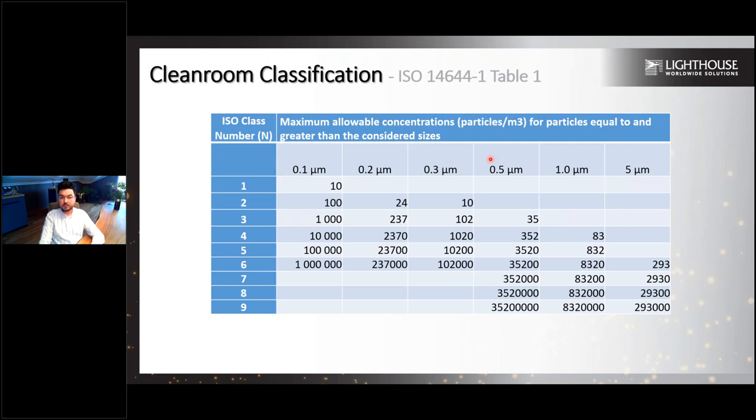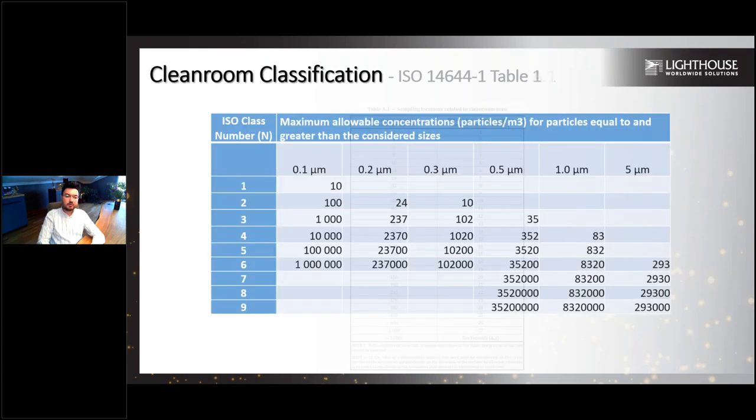One of them, Table 1, gives us the maximum allowable concentrations, particles per cubic meter, for particles equal to and larger than the considered sizes. This list gives us ISO Class 1 to 9 with 0.1 micron up to 5 micron limits. This is the latest one, from 2015. As you can see, for ISO Class 5, 5 micron is not listed in this ISO table anymore.